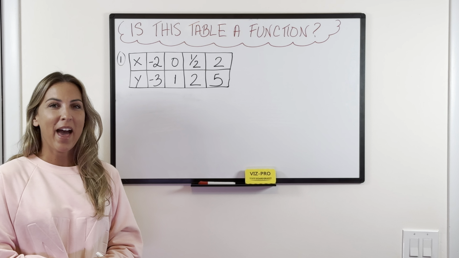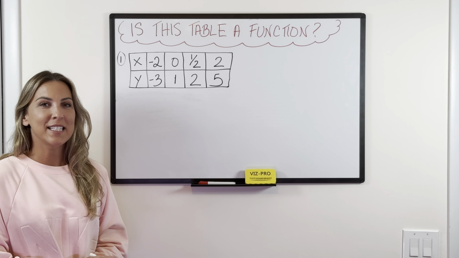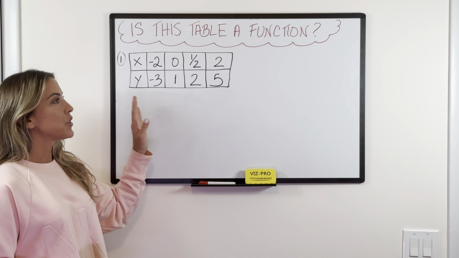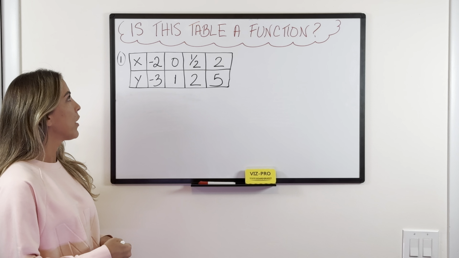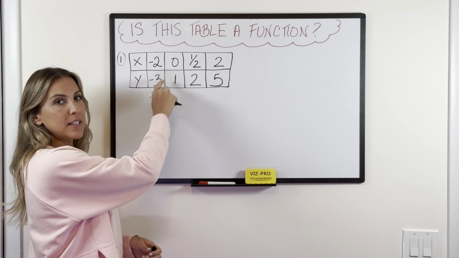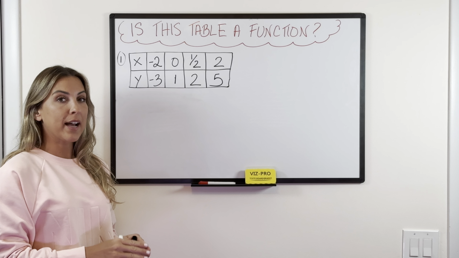In this video, I'm going to show you how to determine whether or not a relation is a function. So here we have a table of values, a set of ordered pairs, and to determine if this is a function, all we're going to do is scan the x values. We just need to see, do any of the x values repeat?